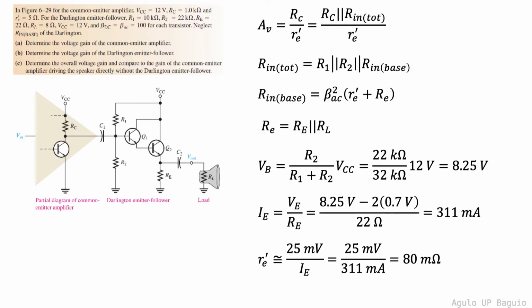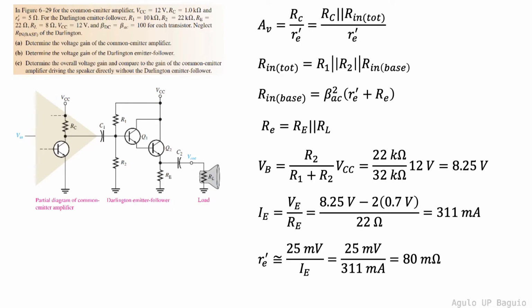The voltage gain of the common emitter amplifier is given by the collector resistance divided by the AC emitter resistance, which in this case is 5 ohms. We initially need to recognize that this is a two-stage amplifier. Thus, the numerator R sub small c includes the collector resistance R capital C and the total input resistance of the Darlington emitter follower. The total input resistance is obtained from the voltage divider resistors R1 and R2 as well as the input base resistance.